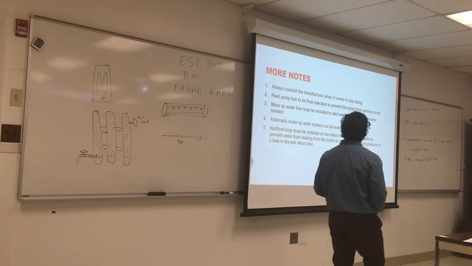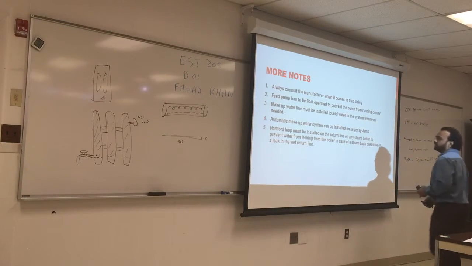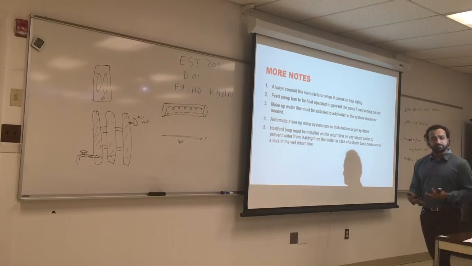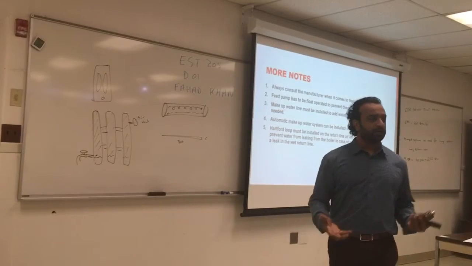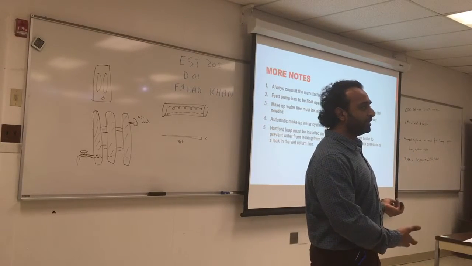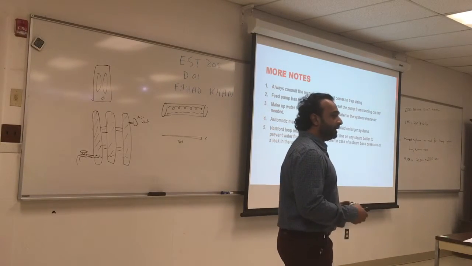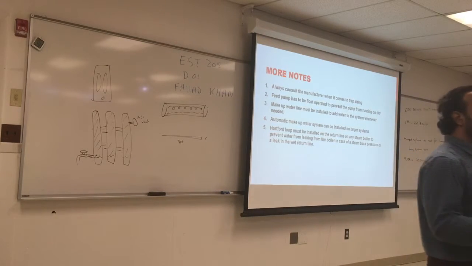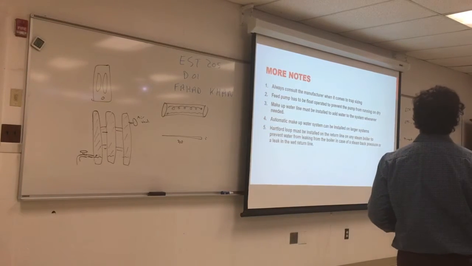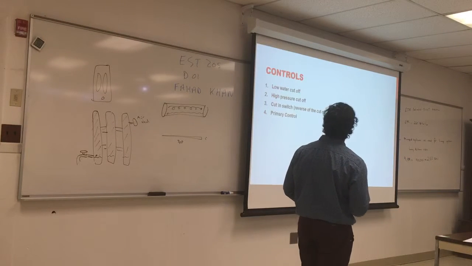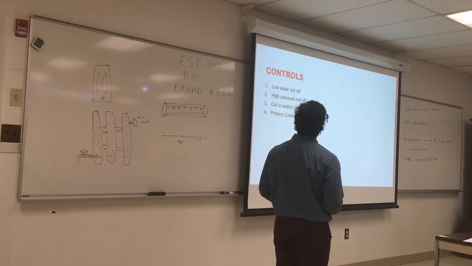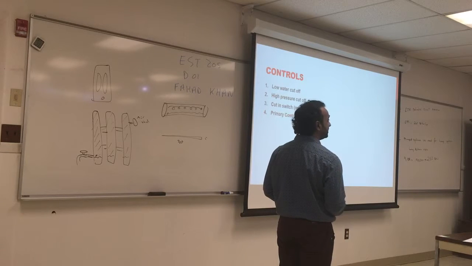A hot fill loop must be installed on the return line in any system to prevent back pressure. If you build up some steam and it did not find a way to come out quickly, it will come back to the boiler and push the water outside the boiler. And again, once the water is hot, it will rapidly change to steam, and you don't want to build a lot of pressure inside the boiler. Same controls again, just to remind you: the water cutoff, high pressure cutoff, gauge, and primary control to control the firing rate.